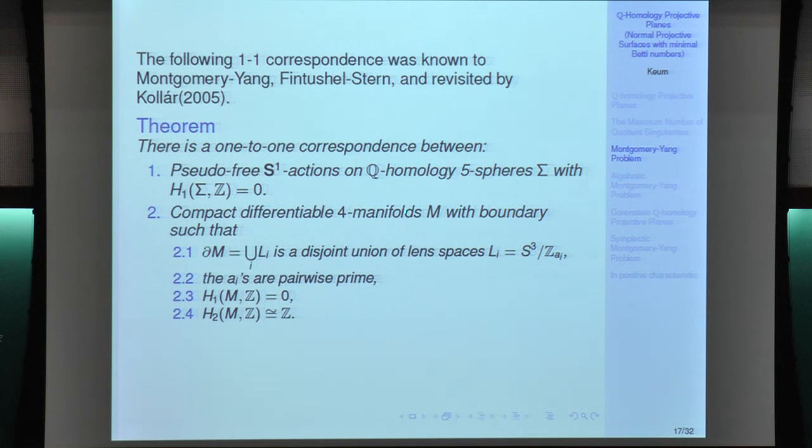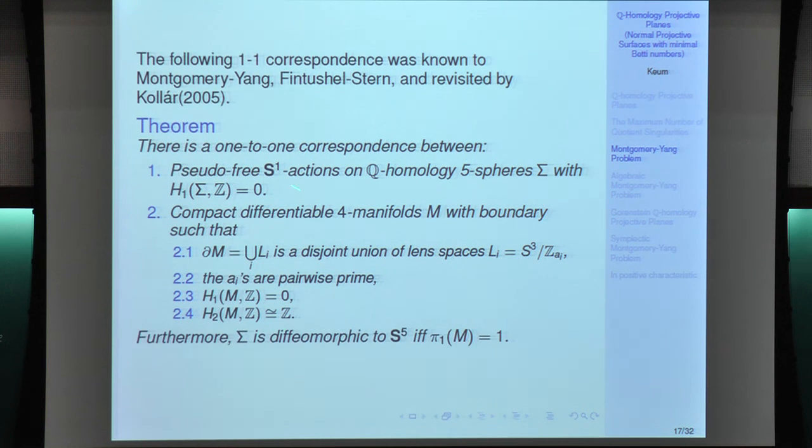So each boundary component corresponds to a singularity. The boundary consists of a disjoint union of lens spaces. Near each singularity, which is a cyclic quotient singularity, it looks like a cone over a lens space, the three-dimensional sphere modulo a cyclic group. The a_i are pairwise coprime, and M, this manifold with boundary, has trivial integral first homology, and the integral second homology is infinite cyclic.